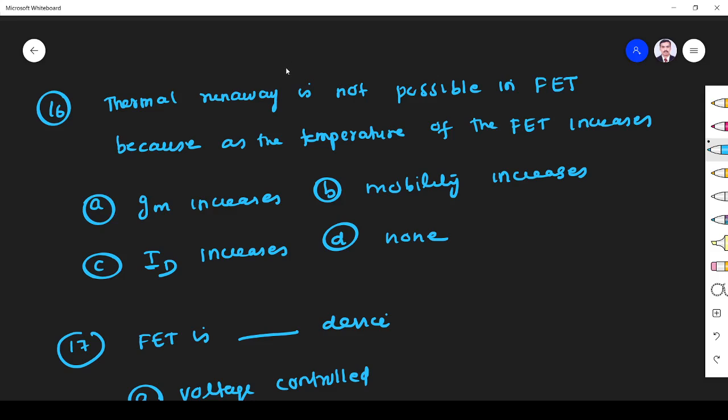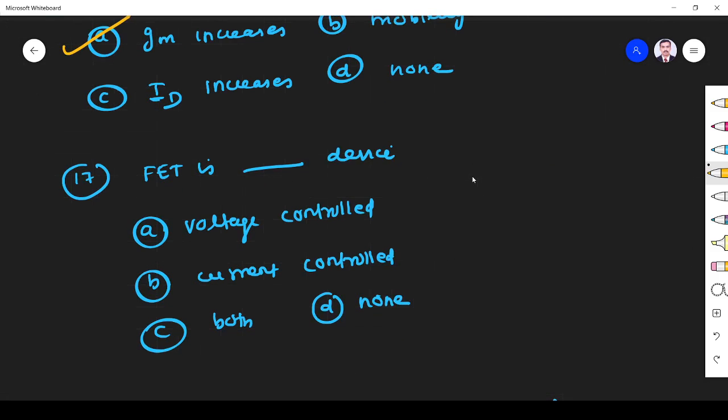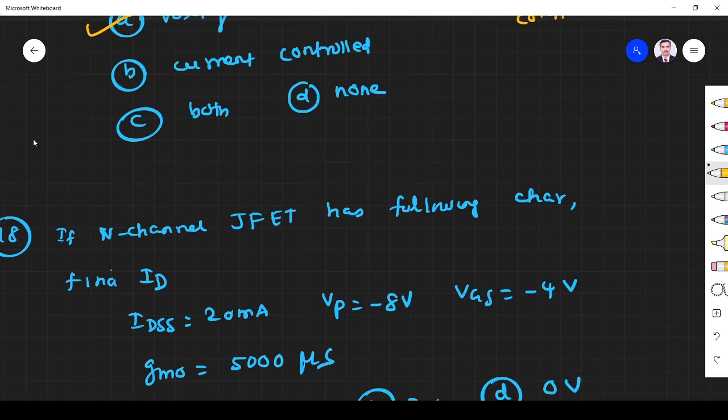So the next question is, thermal runaway is not possible in FET because as the temperature of the FET increases, what happens? Transconductance decreases. So hence thermal runaway is not possible. Direct question. FET is a voltage control device, whereas BJT is current control device. Current control device. Okay. Direct question.